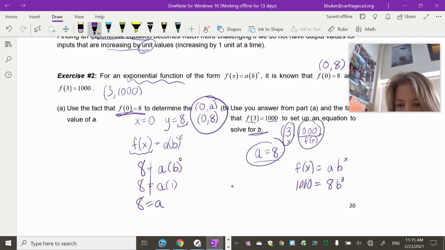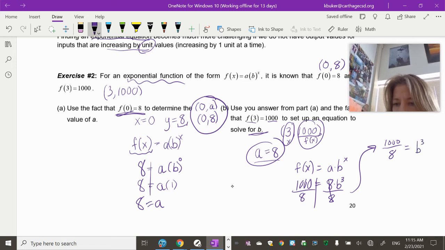All right, so now we're just solving here. And I know when I solve exponential equations, I first want to undo the multiplication. So I'm going to divide by 8. Okay, so 1,000 divided by 8 does not come out nicely. I'm just going to leave it as a fraction for now. 1,000 over 8 equals b cubed. Okay, so there's a couple different ways we can solve for this.